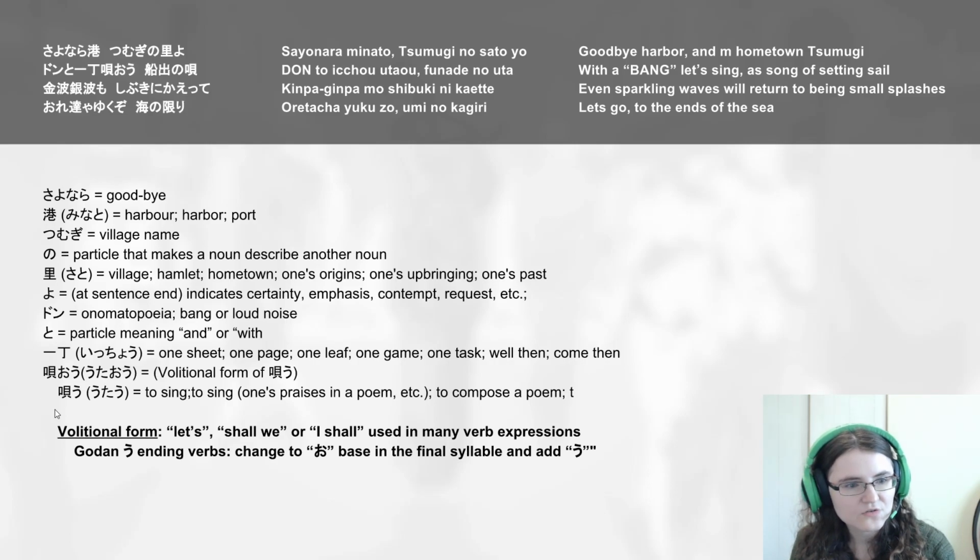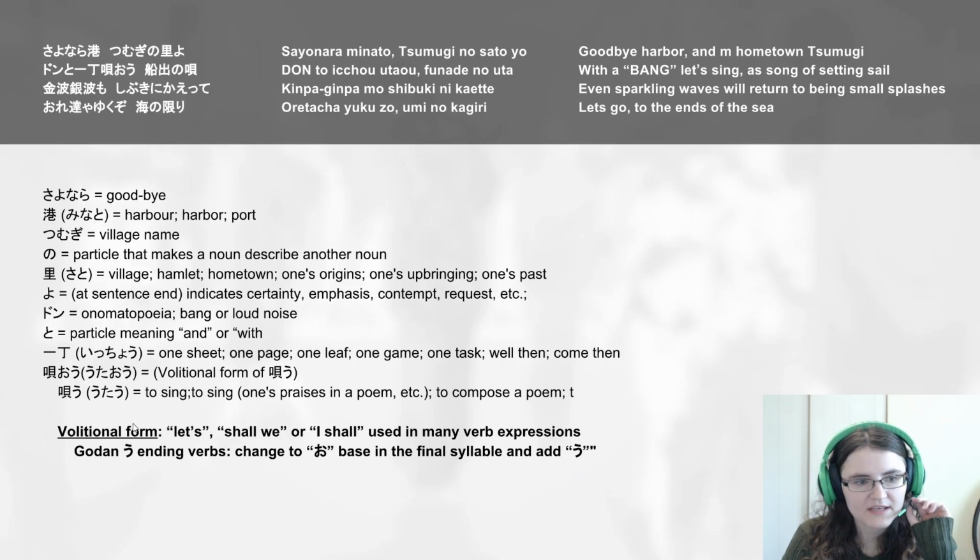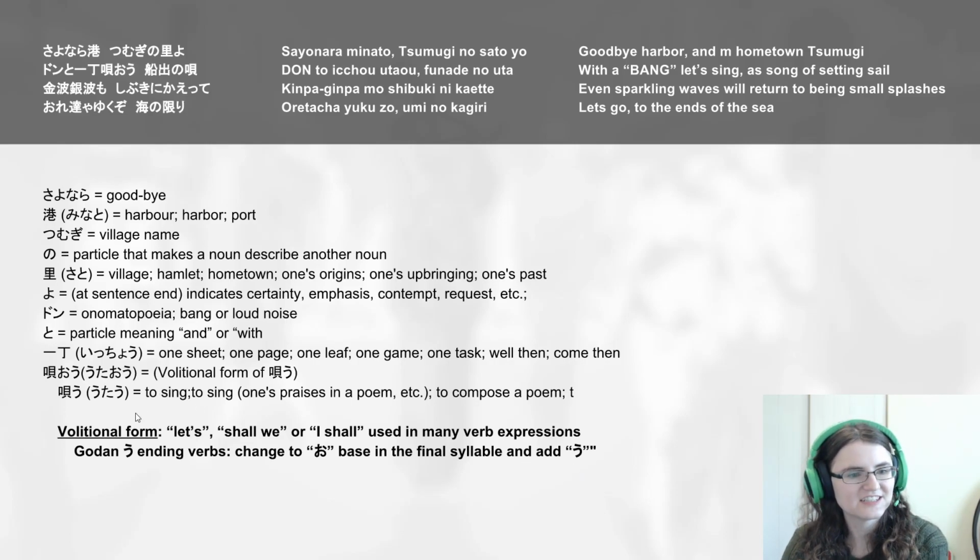And then utao is the volitional form of utau, which is to sing or like to compose a poem. It's just to sing here though. And the volitional form means like let's do that action or I shall do that action. And it's definitely let's here. So to make that, you take that godan u-based ending, you change it to its o-based ending, and you add on u. So utau becomes utao. So then like let's sing with a bang.